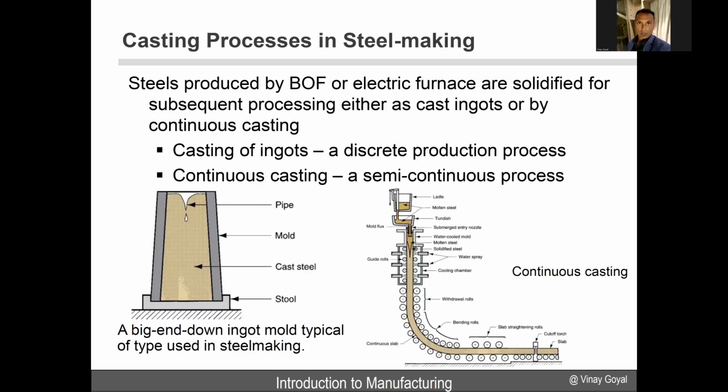There's another process, which is casting processes in steel making. These are still produced by BOF or electric furnace, but they're solidified using casting processes. So here you have your mold, here's your stool, and then here's where you drop your cast steel, and that'll be the process of casting the material.